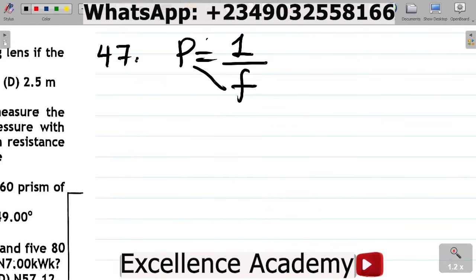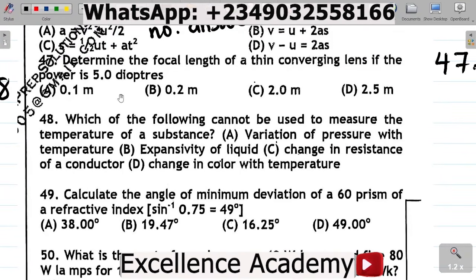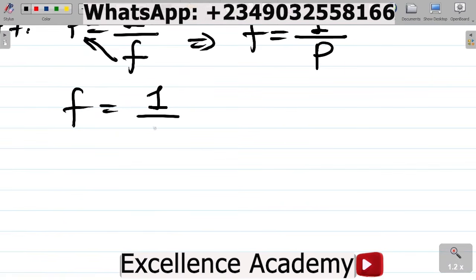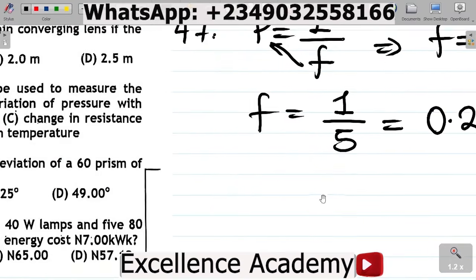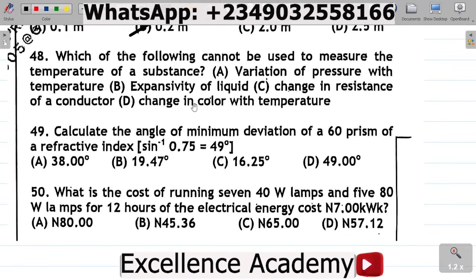And these two can switch position. That means focal length F is equal to 1 over the power of the lens. In essence, the focal length is equal to 1 over the power of the lens, here 5 diopter. So P is 5, as we're given. So 1 over P, which is 5. I'll get my calculator and punch 1 over 5. You have your answer as 0.2. Focal length is in meters. So the answer is 0.2 meters. Looking at the options, you have B, 0.2 meters. So that's your answer.